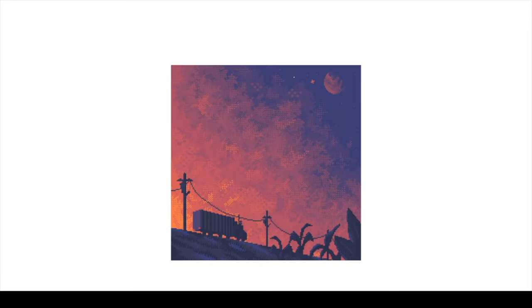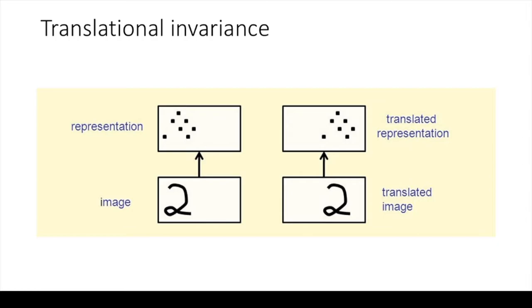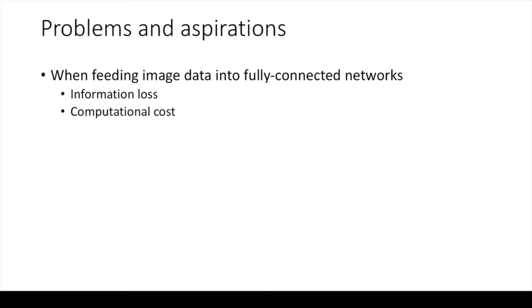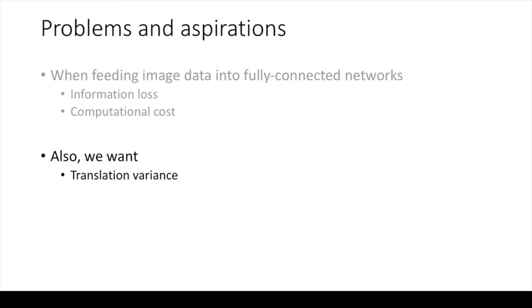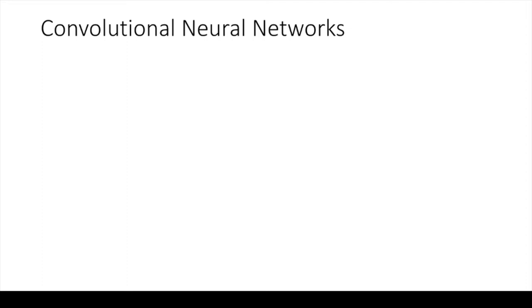Finally, let me remind you of the problem of recognizing the same category of object in different conditions, say whether it has been moved or rotated, where it may have a very dissimilar appearance. This is the problem of achieving translational invariance. In short, when feeding image data into a fully connected network, we face problems such as loss of information and computational cost, which makes these networks less than ideal for visual processing. Furthermore, we would like to achieve translation invariance in order to get a more robust object recognition system. Convolutional neural networks are intended to solve these problems and meet this aspiration.